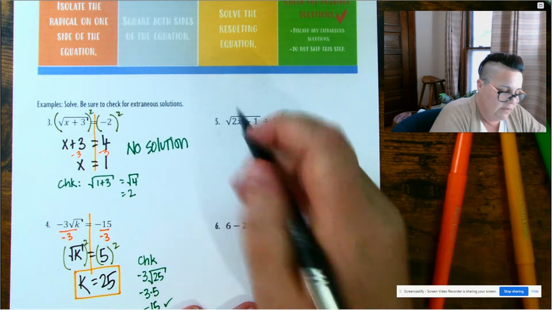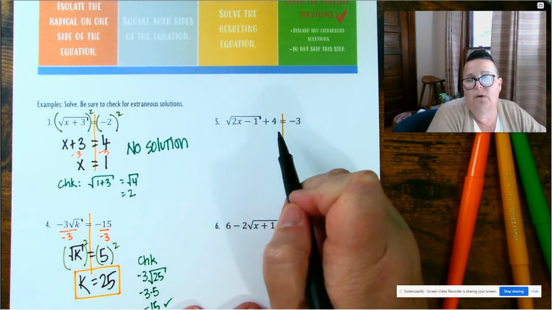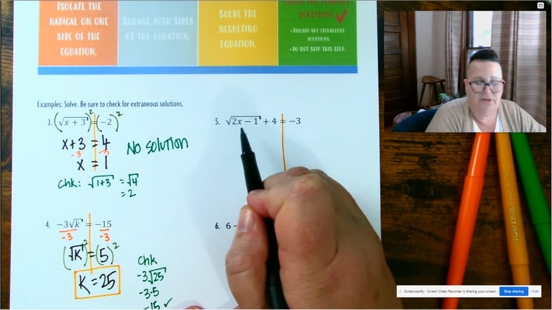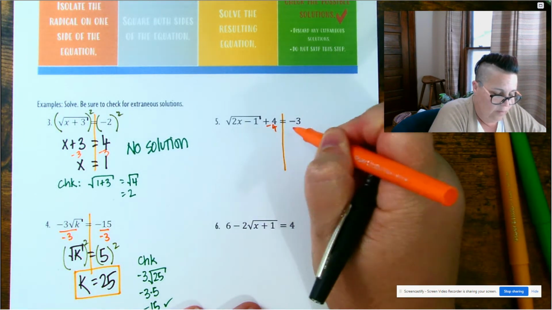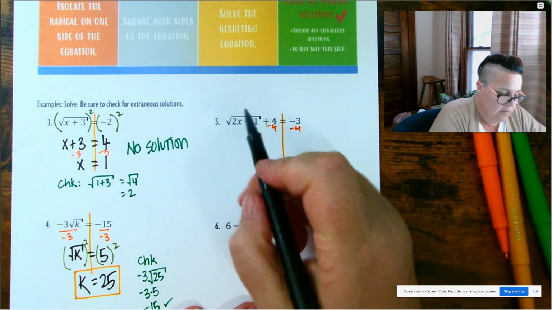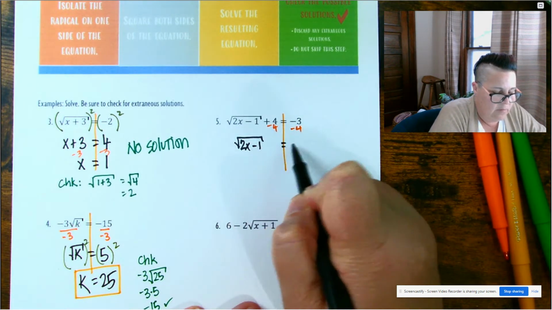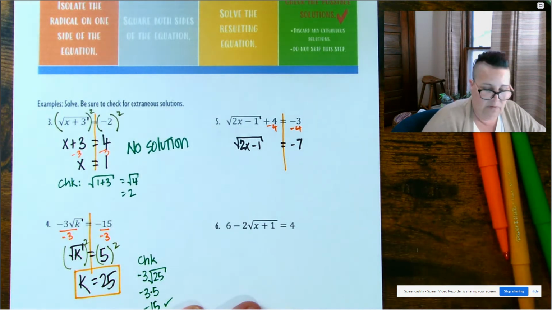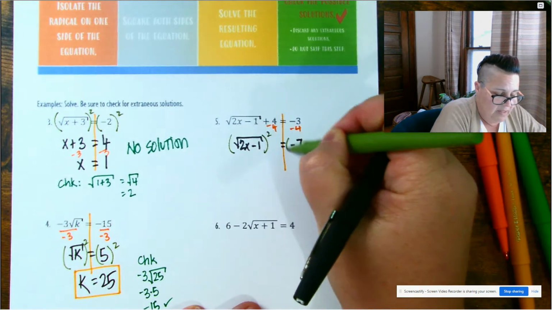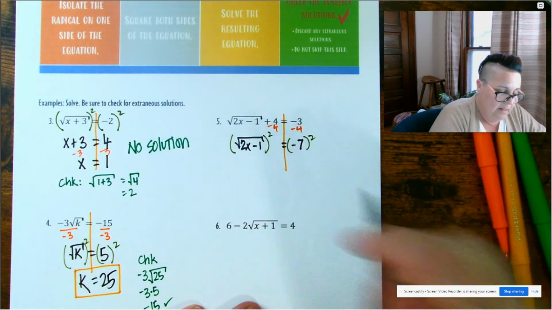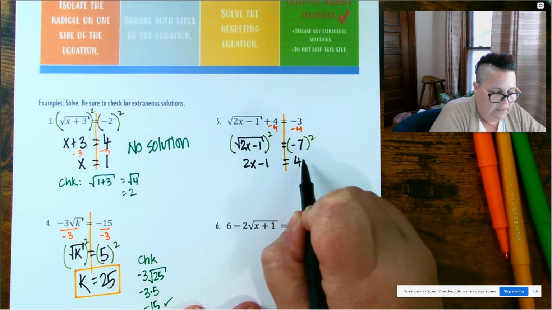The square root of 2x minus 1, that's all underneath the square root, plus 4. The plus 4 is not underneath the square root, so I must move it by subtracting 4 from both sides. So now I have the square root of 2x minus 1 is equal to a negative 7. Some of you see right here. I'm going to square both sides. And I have 2x minus 1 would be equal to 49.